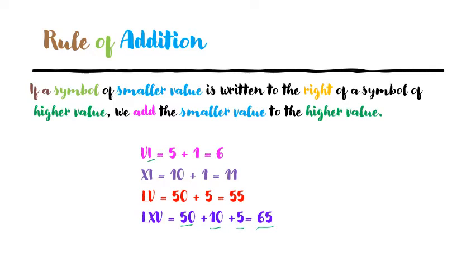So remember, whenever a smaller value is written to the right hand side, it is added to the higher value. Let's take one more example. Say for example, I write XIII. So what will happen? X has the value of 10 and I is 3 times, that is 1 plus 1 plus 1. Hence, your answer will be 13. Clear?